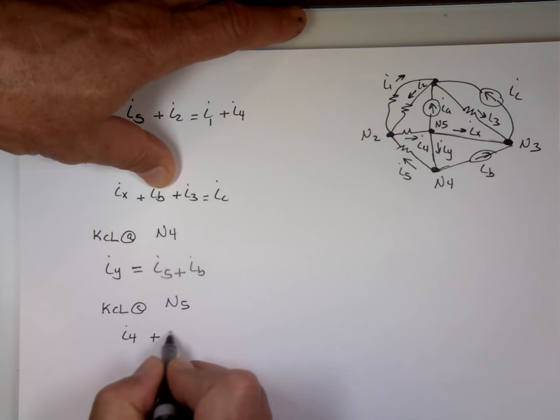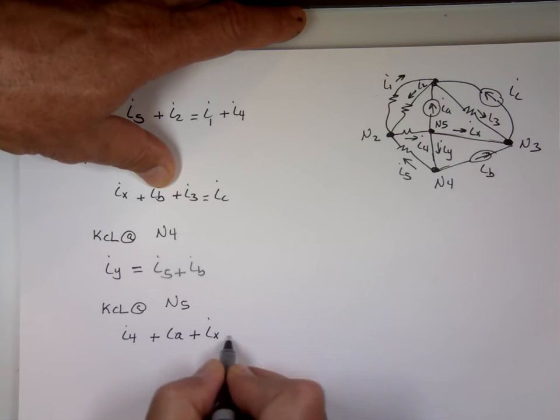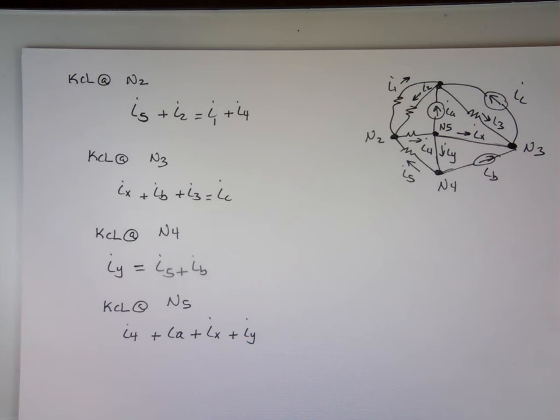I sub a, I sub x, I sub y. That's okay. Between equal signs. Oh yes, equals I sub 4. Now let's do some algebra here.